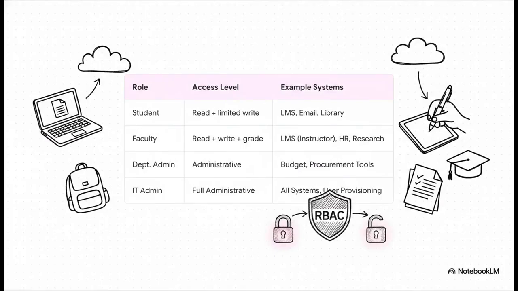And here you can see exactly how this works in practice. For instance, a student needs to be able to submit their assignments in the learning management system, the LMS. But a faculty member needs to be able to grade those assignments in that exact same system. RBAC is the brain that knows who's who and grants them different permissions based on their role. It's what keeps all that data secure and makes the system actually functional.